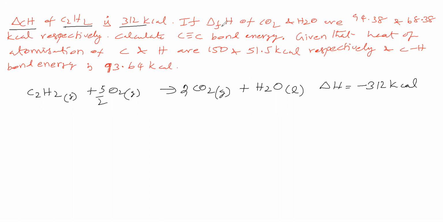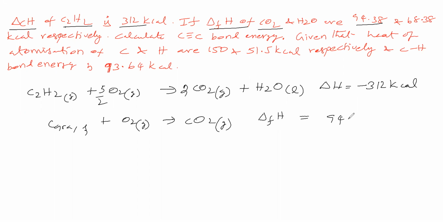Next, the enthalpy of formation of carbon dioxide. Carbon dioxide is produced, so on the left side we have to write the constituent elements: graphite solid plus oxygen gas. Now it is balanced. For this, the enthalpy of formation of carbon dioxide given is 94.38. This equation is called the enthalpy of formation of carbon dioxide, no doubt.